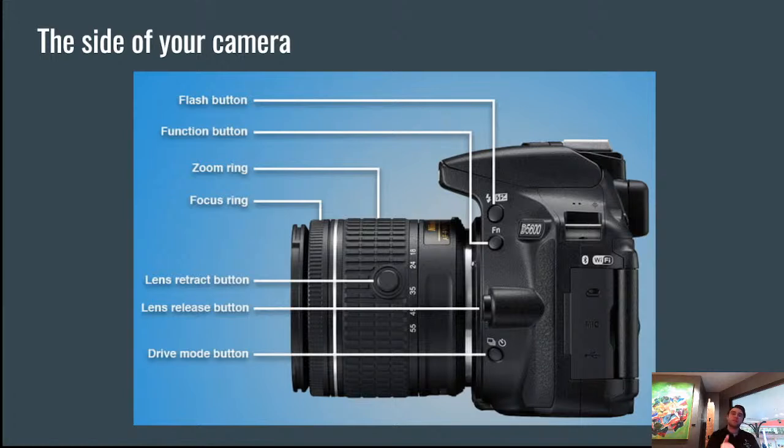Lens release lives on the front of the camera body, and when you push in on the camera body and turn the lens counterclockwise, it'll remove the lens.